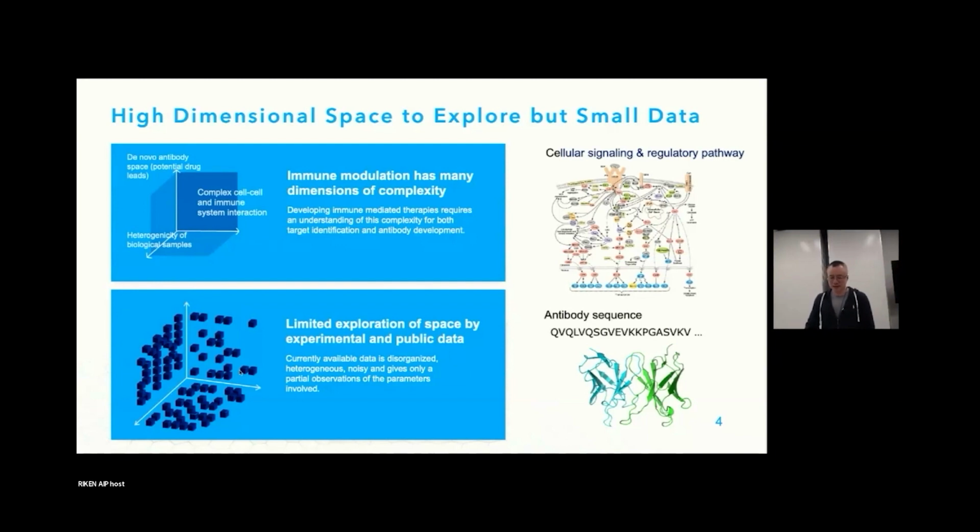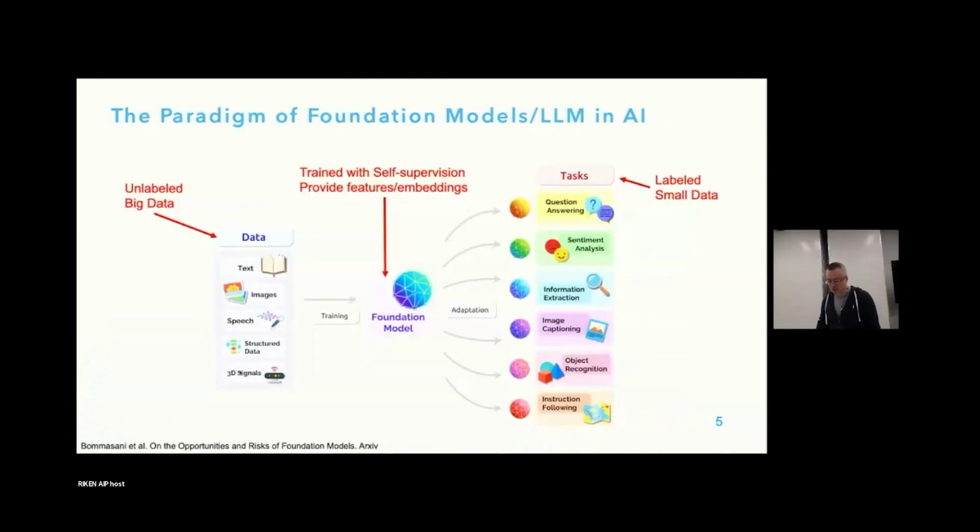So the question is, how can we, in this case, learn some representations, right? Or build some kind of models that will be helpful for us to deal with this kind of small data regime, right? So in the general artificial intelligence regime, people are now using this framework or paradigm of foundation models quite a bit nowadays.